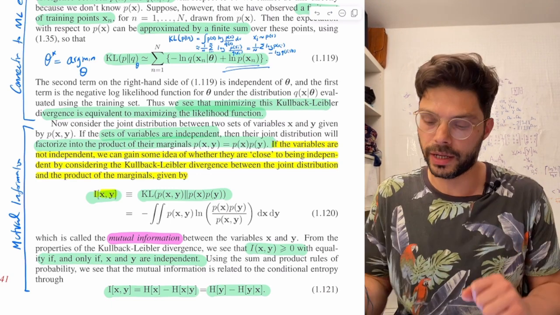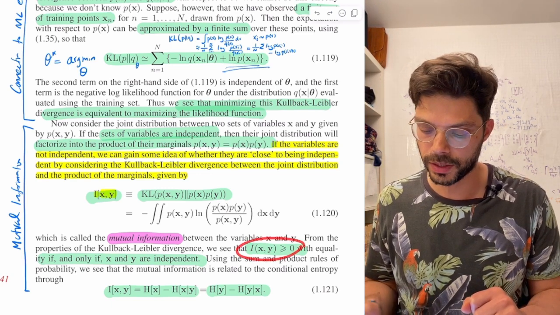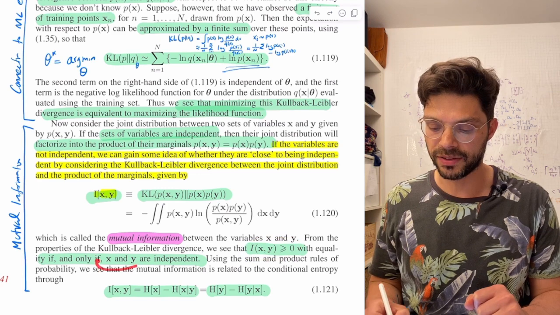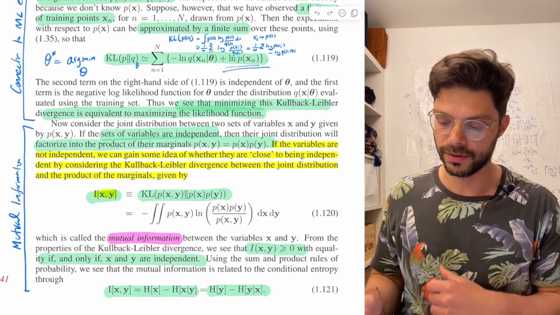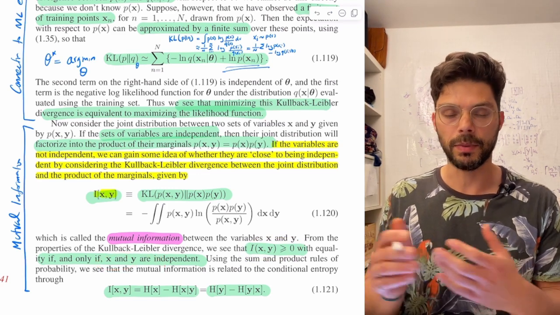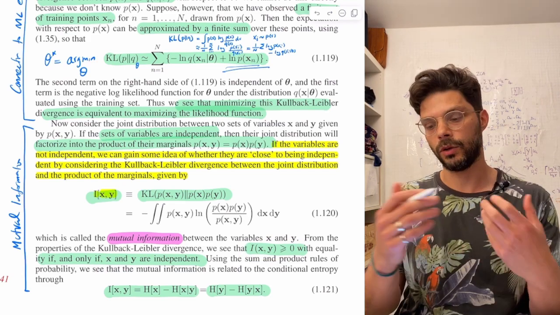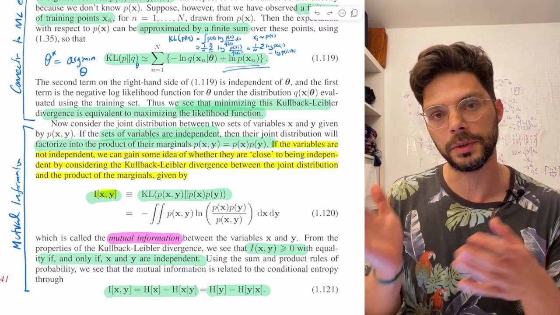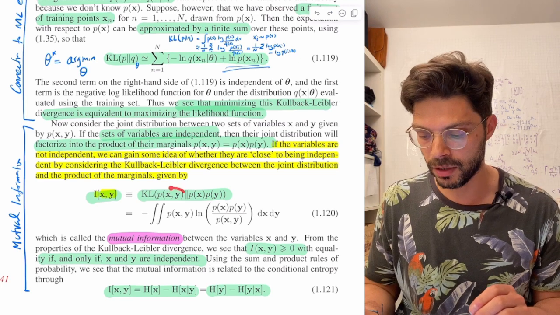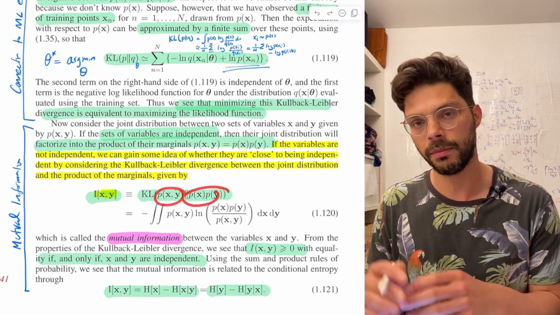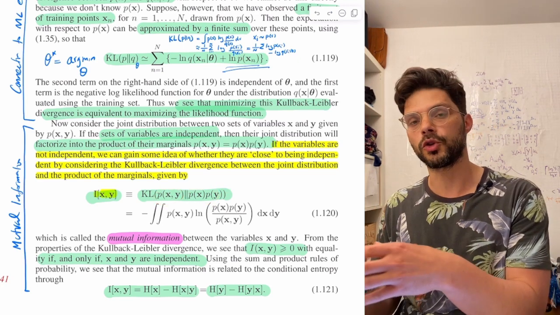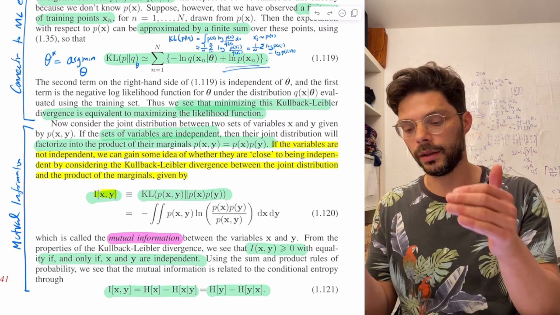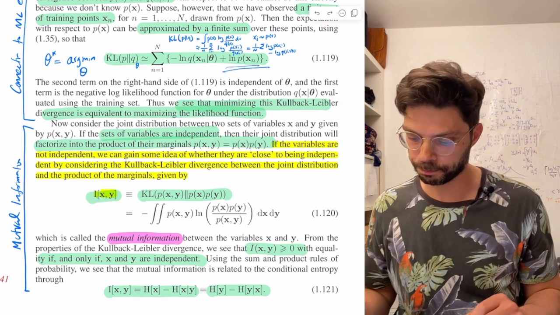And we know because of the KL divergence that it's greater than or equal to 0, with equality if and only if x and y are independent. That comes in because remember the KL divergence is equal to 0 if and only if the two probability distributions are the same. So that means that p of xy equals p of x times p of y. So the joint distribution is a product of the marginals, meaning that the two variables are independent.